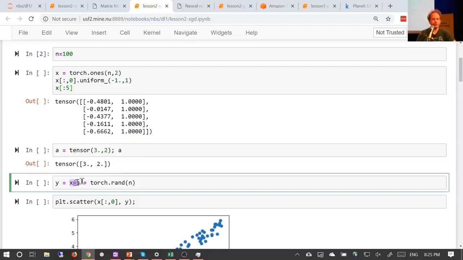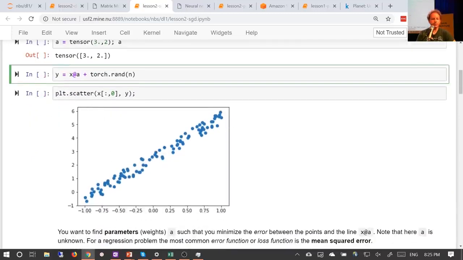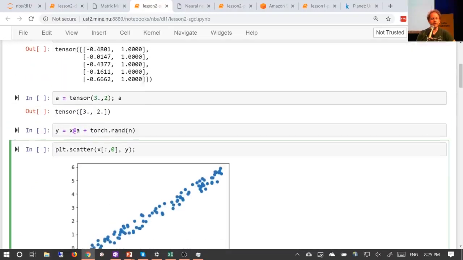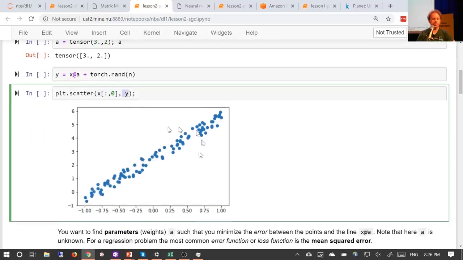So now I can do a matrix product of that X by my A, add in some random numbers to add a bit of noise, and then I can do a scatter plot. And I'm not really interested in plotting this column of 1s, right? They're just there to make my linear function more convenient. So I'm just going to plot my 0 index column against my Ys, and there it is.